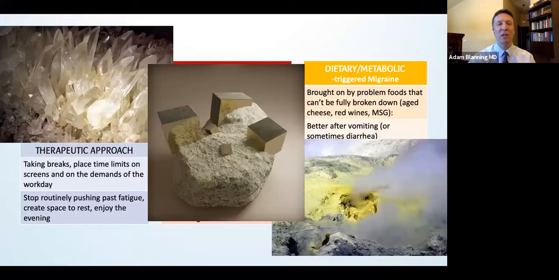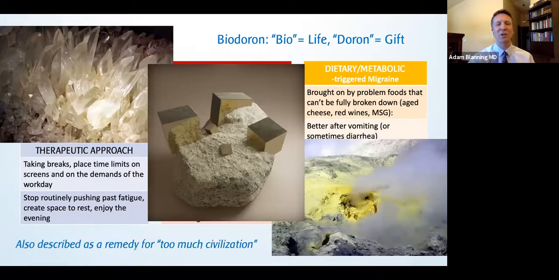But when we bring these three elements together, usually in a tablet or a powder form, we get something called Biodoron. This is a medicine which comes from Rudolf Steiner, an indication for migraine, bio meaning life, and doron, gift. So this is a very balancing, archetypally balancing medicine, and sometimes it was also recommended as a remedy for, quote, too much civilization.